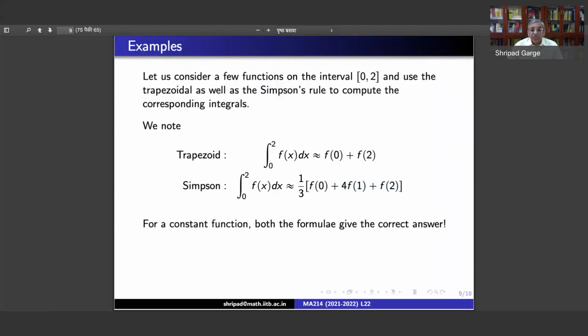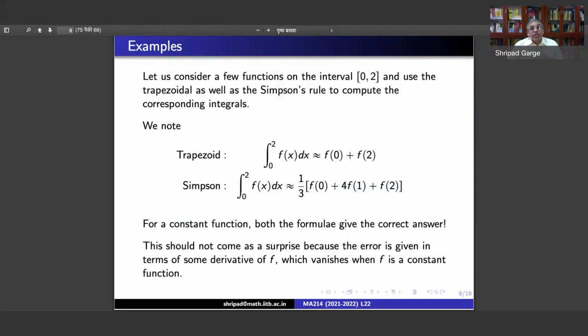And this should of course not come as a surprise, because the errors are in terms of some derivative. And for a constant term, there is no derivative; the derivatives are 0. So there is no surprise really that we are going to get the correct answer whenever f(x) is a constant term. You may also try it out for a linear polynomial and see whether you get the correct answer.